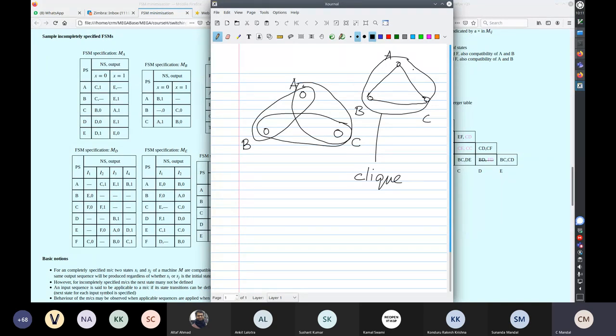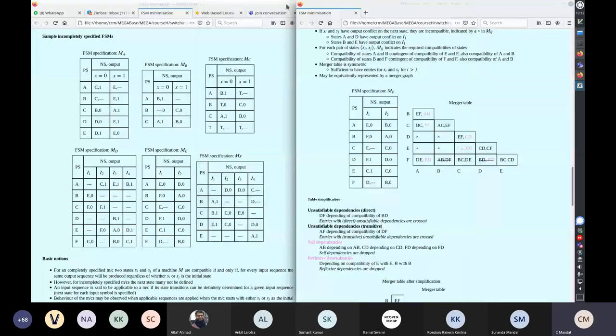So first of all, what we check here through the merger table, we check for pairwise compatibility. And then we look for cliques. Now, let us see how it goes on. So here we are looking for pairwise compatibility. All possible pairs are represented in this kind of a table. It's called a merger table.